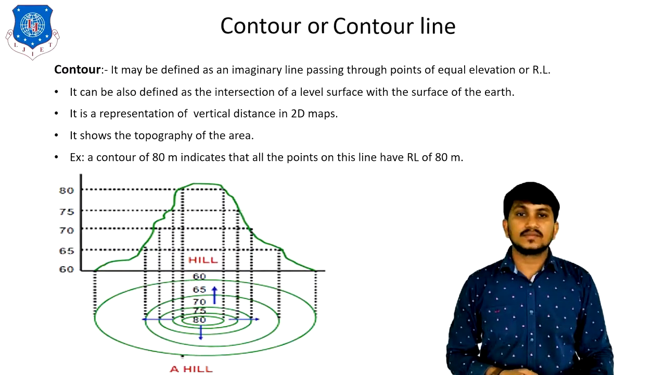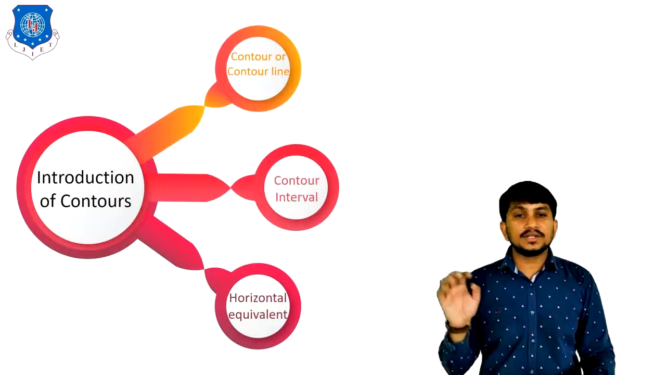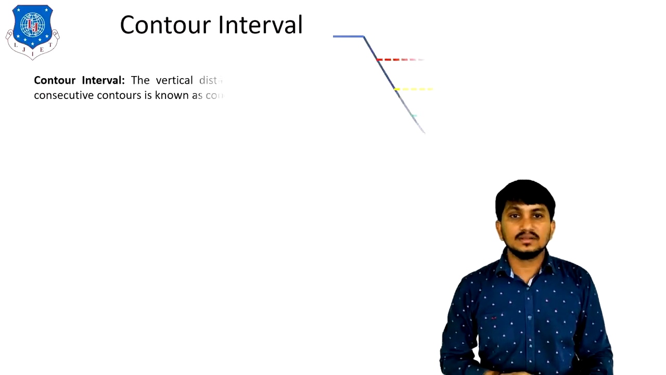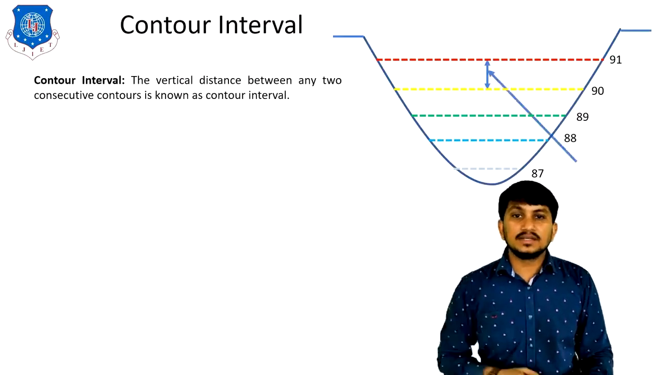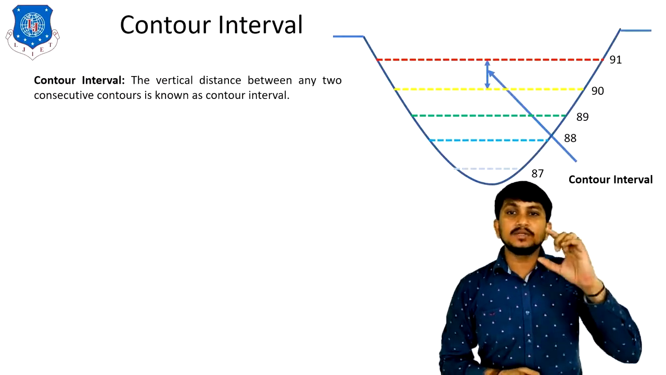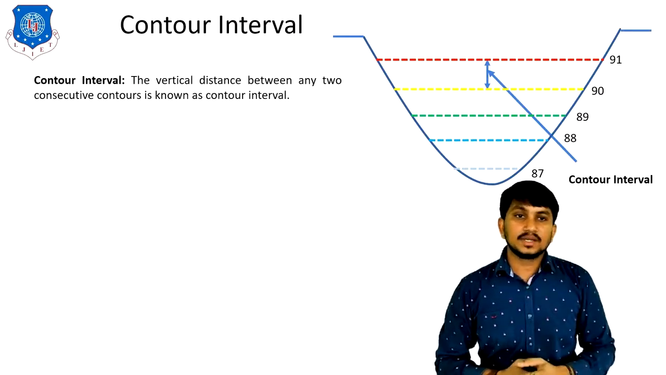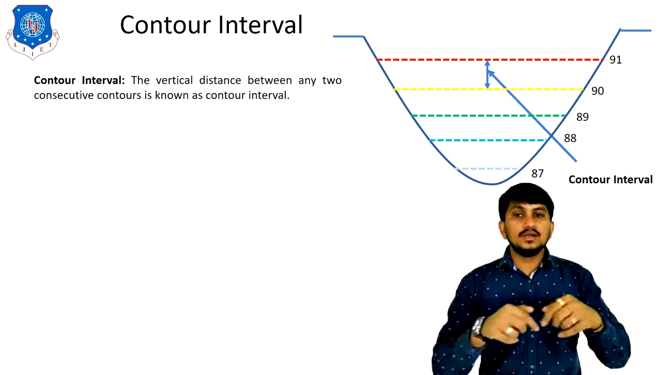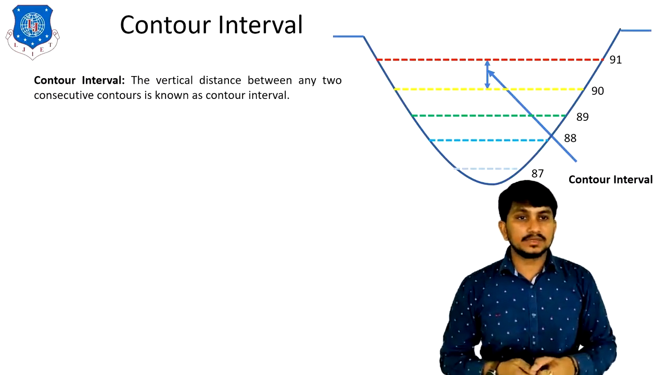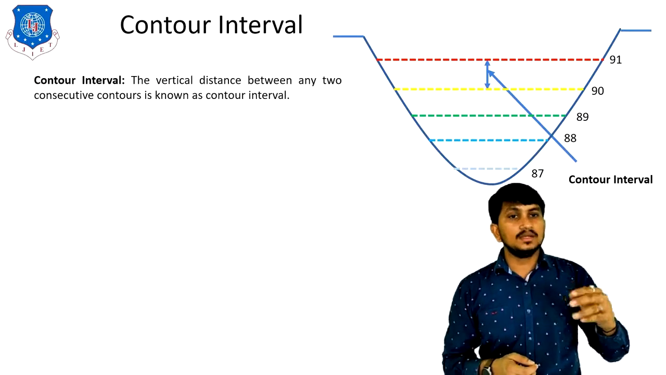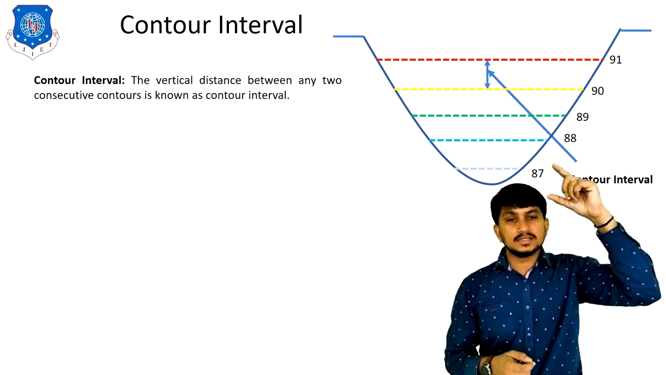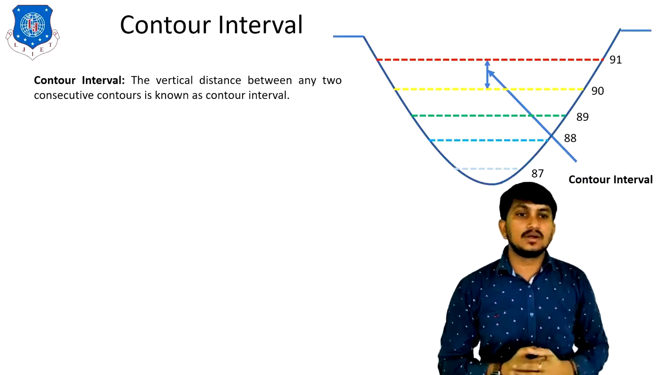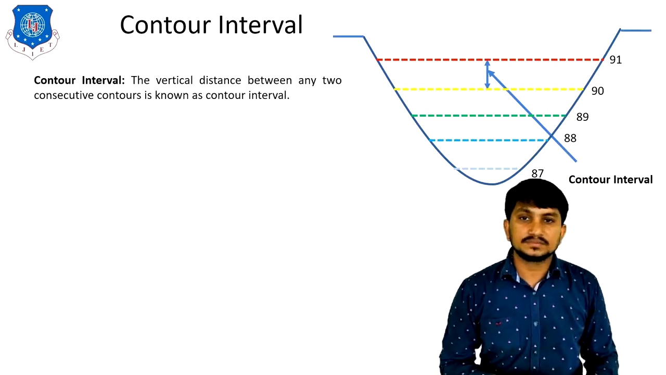The next term is contour interval. Contour interval is the vertical distance between any two consecutive contour lines. Suppose a number of contour lines are prepared at a number of levels. The vertical distance between two contour lines is called the contour interval.